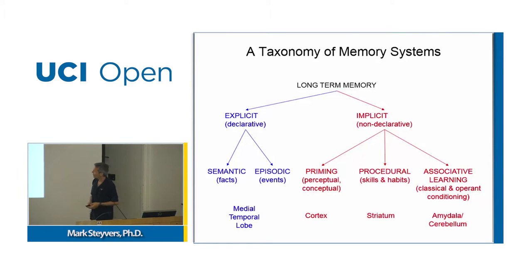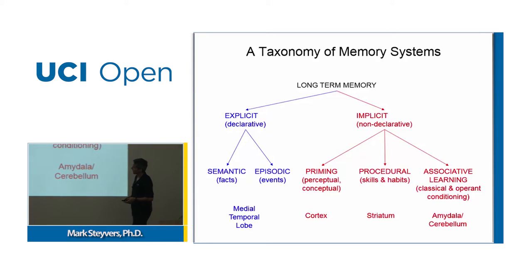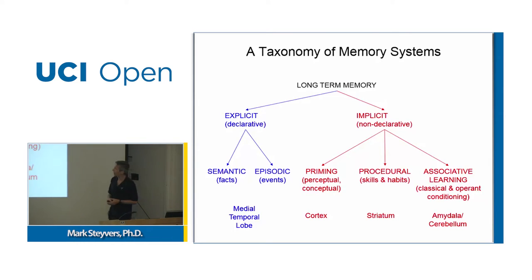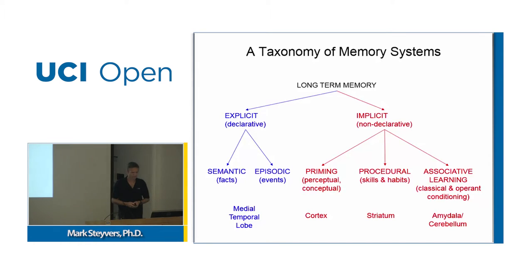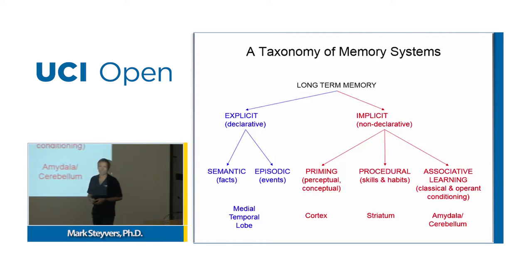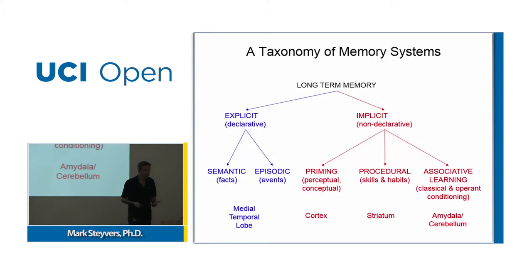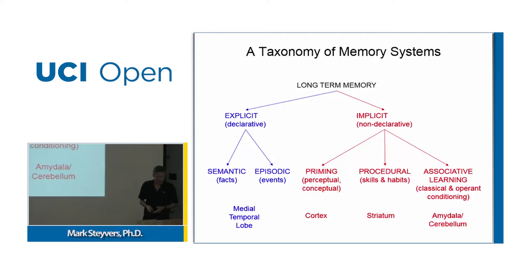Okay, and there are different areas of the brain associated with these types of memory. The medial temporal lobe is involved in the formation, the long-term storage of explicit memory. And then you have the cortex, striatum, amygdala, and cerebellum associated with these forms of implicit memory. We won't talk very much about the brain in general in this course, 9B, 11B, but there's a few things that are helpful to know. So these are the few terms that you'll be exposed to during this course.